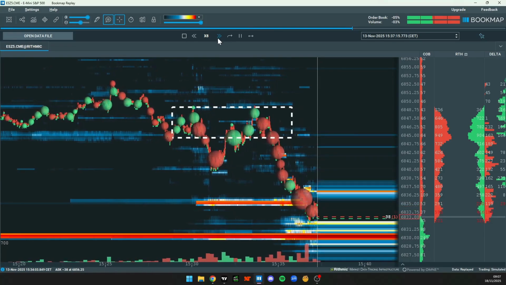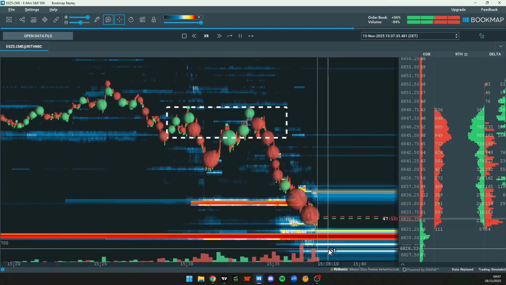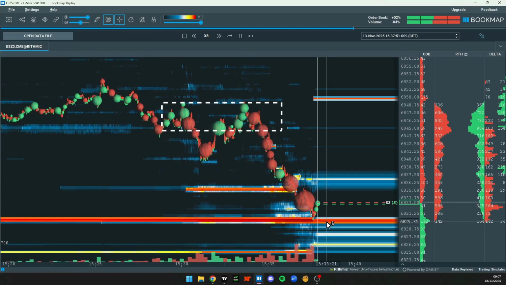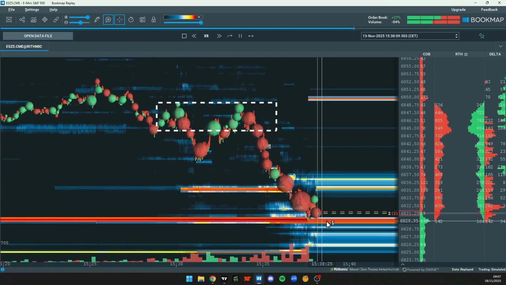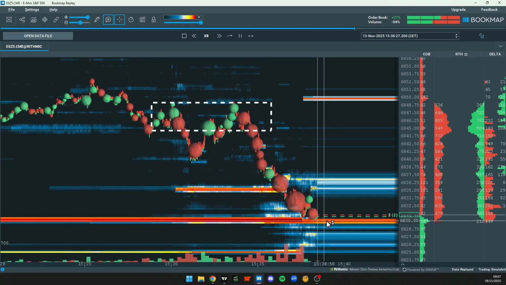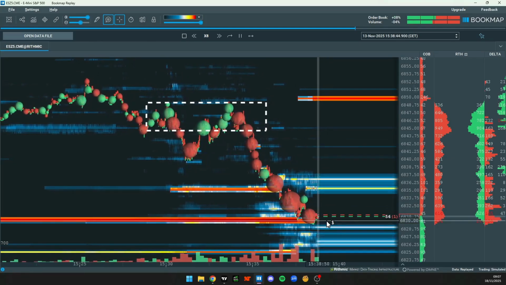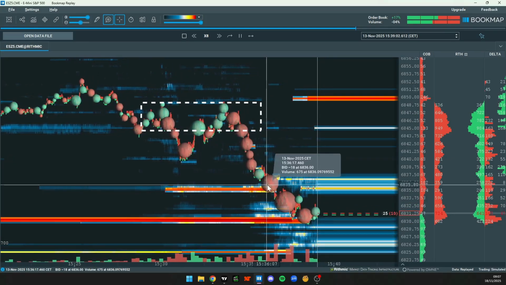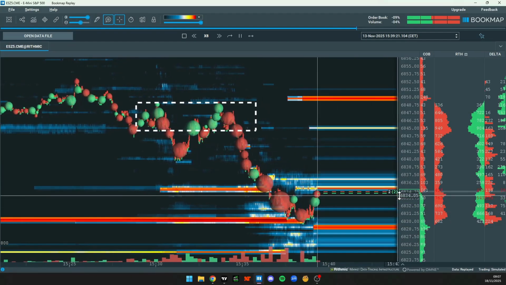Let's speed it up a little bit. You can see all these offers and bids right here. There we go. Hitting the 30s almost. We're very close to it. And there we go. This was the next target. So literally a couple minutes later, 1 or 2 minutes later, we hit the 30s as well.